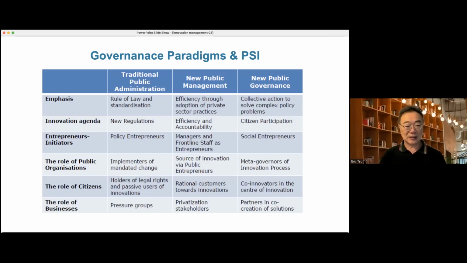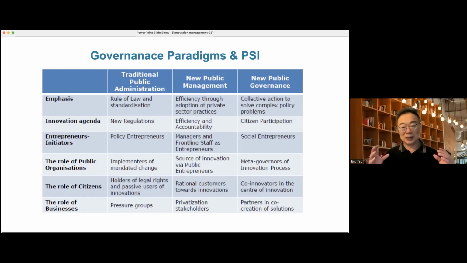Okay, let's take a look at the role of the citizen, right? So every citizen, of course, is part of the government service targets. In the old days, the citizen was more of a passive user. The government creates something and you just use it. Then the newer one is that the customer will choose which government innovation to use. Then the newer one is that the citizen is part of the innovation process.